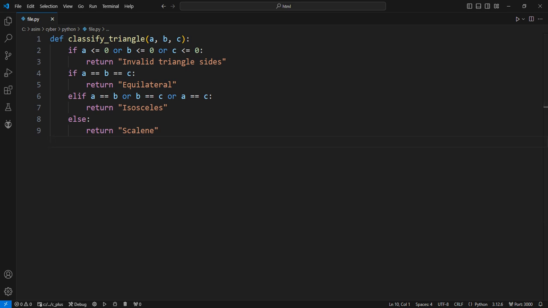Example of how to use the function. First side length of the triangle. This is a variable representing the length of one side. Second side length of the triangle. Another variable, the second side length. Third side length of the triangle, the third variable, representing the last side length.